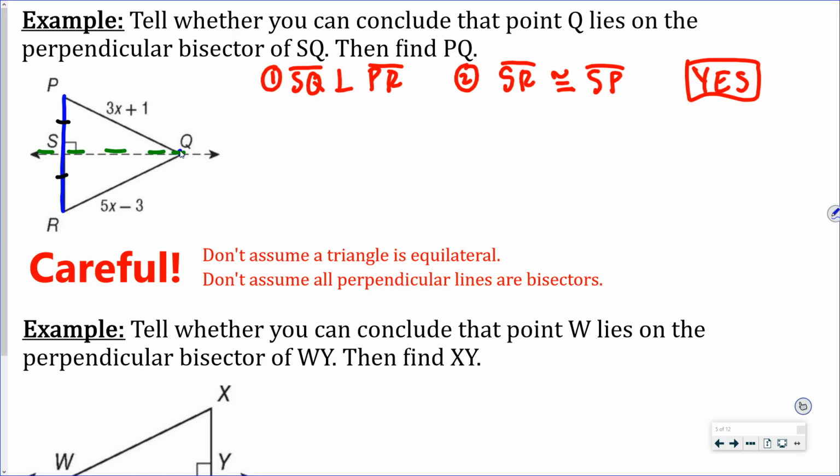So the theorem tells us that Q is equidistant from P, one endpoint of the segment, and R, the other end. If we know those are equidistant, how would I set up an equation to solve this for X? I know they're equal. Matthew? 3x plus 1 equals 5x squared. Thank you. Solve for X, hashtag algebra.